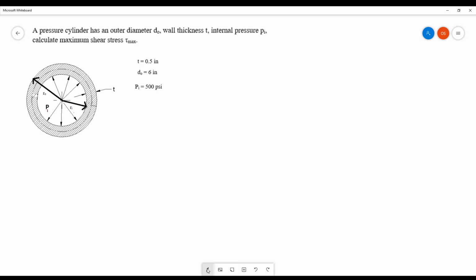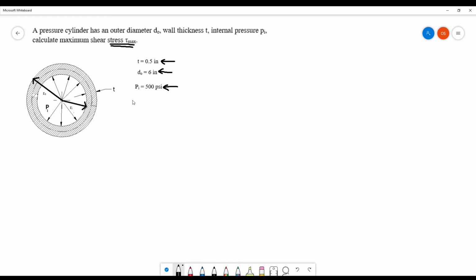In this problem, we are given a pressure cylinder with these design specs. The thickness is half an inch, the outer diameter is 6 inches, and the internal gauge pressure is 500 psi, and we're asked to find the maximum shear stress, tau max.